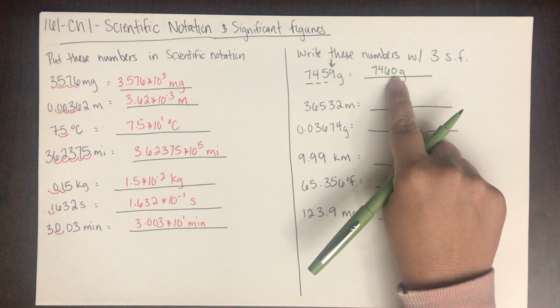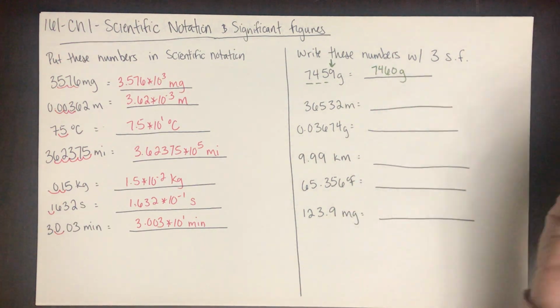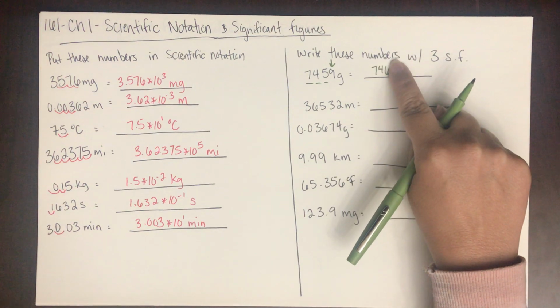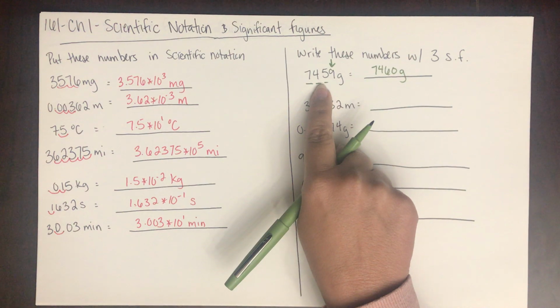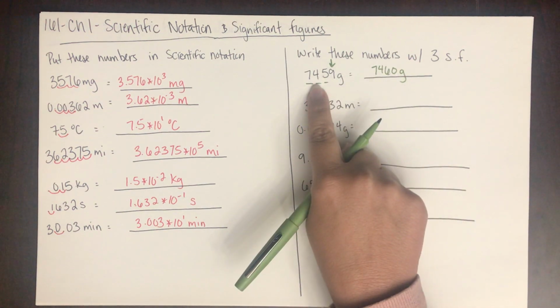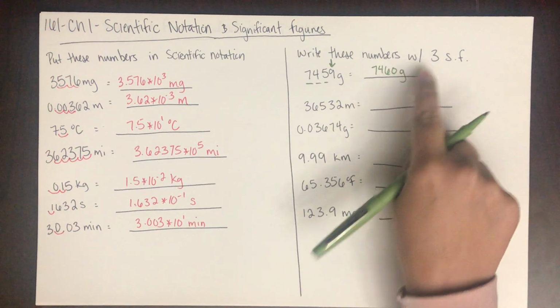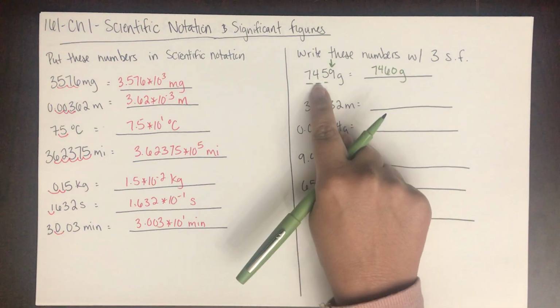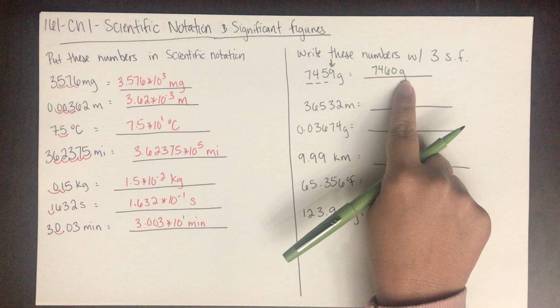This 0 is essentially just a placeholder, and it is not significant because it's a trailing 0 with no decimal place. What you cannot do is just write 646. 646 is not the same number as this. This number is this number with 3 significant figures. You have to add a 0 as a placeholder, even though it's not a significant figure. So 7,459 grams with 3 significant figures is 7,460 grams.